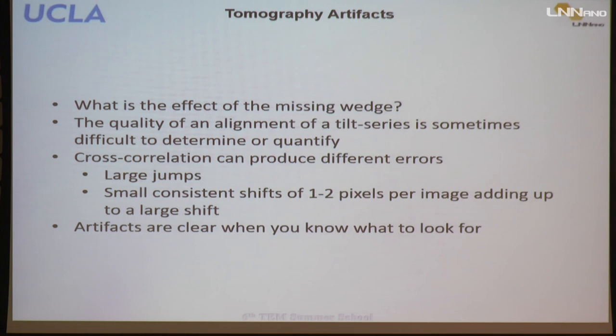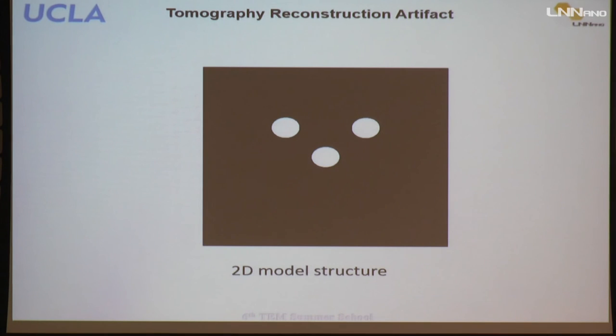So let's move on to tomography artifacts. Dealing with electron tomography, usually you see artifacts due to missing wedge or quality of the measured data or the alignment. So many problems actually come from alignment. So let's see what kind of artifacts are there and how you can identify what the problem is. So this is the model structure: three dots, three white circles. This is the model.